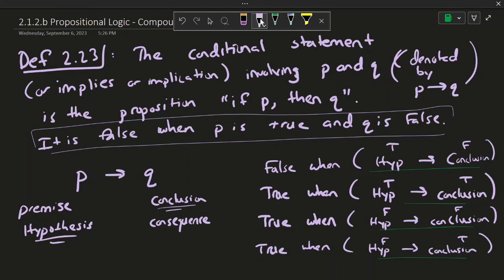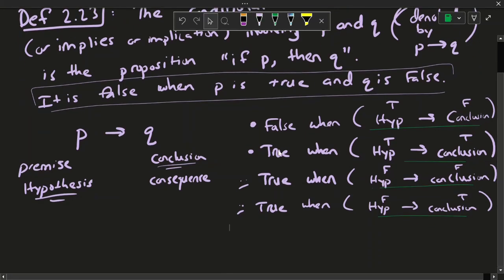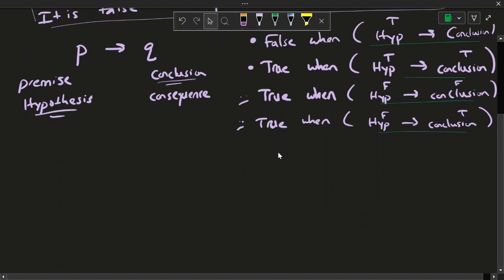I don't want to get too hung up on it, so I always fall back on the definition. It's false when I have a hypothesis that's true and a conclusion that's false, which makes sense because you're kind of breaking some sort of deal. This one also makes sense, but these ones I honestly don't love trying to wrap my head around. But we'll try our best in an example here.